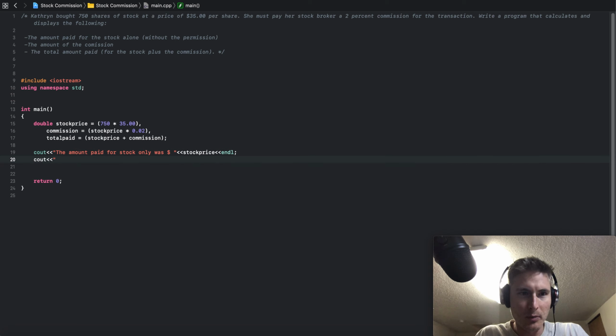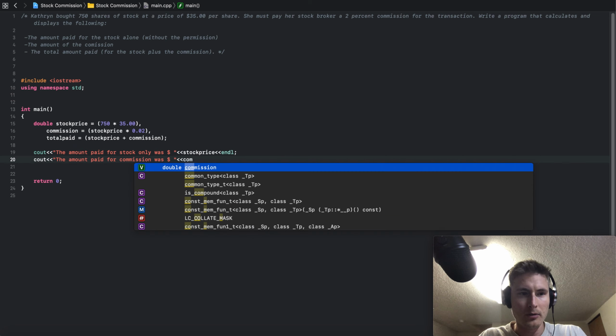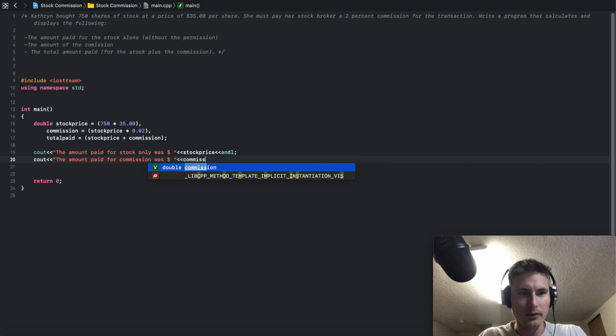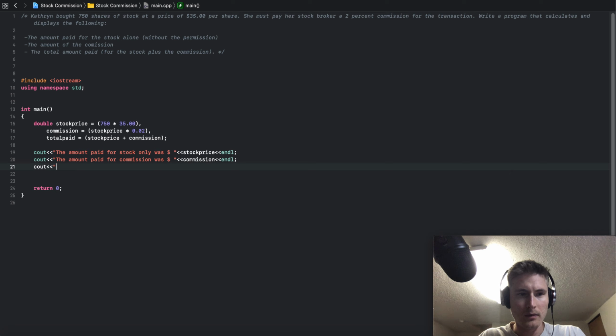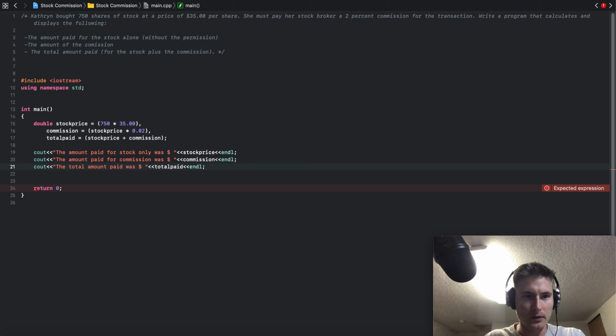Next up, the amount of commission. So the amount paid for commission was, plug in our variable for commission and endl. And then finally, the total amount paid was, and we have our total variable here, total paid, and endl.